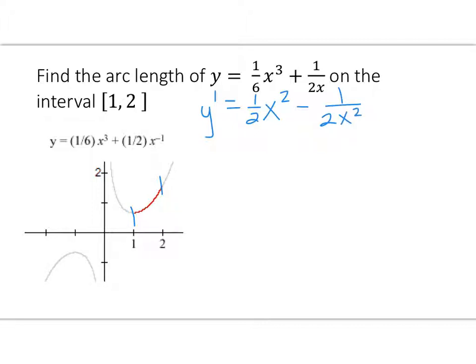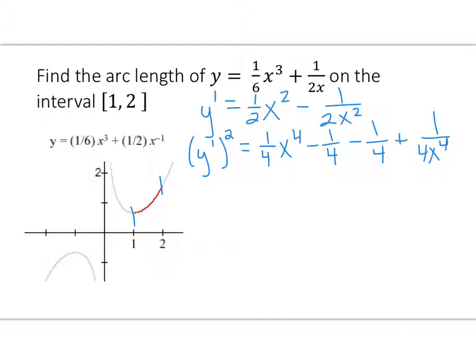Okay. The second part, before I even go to my formula, is I need to figure out what that is when I square it. So y prime squared is going to be 1/4 x to the fourth. I'm going to have 1/2 x squared times negative 1/2 x squared, which is minus 1/4. Then I'm going to have that again, another minus 1/4, and then plus 1 over 4x to the fourth. So when I clean this up, I have 1/4 x to the fourth minus 1/2 plus 1 over 4x to the fourth. All right, so that's my y prime squared.